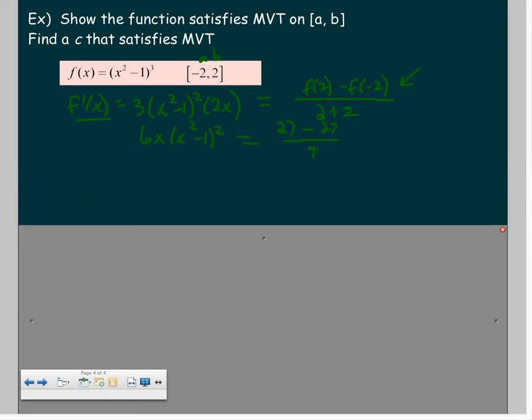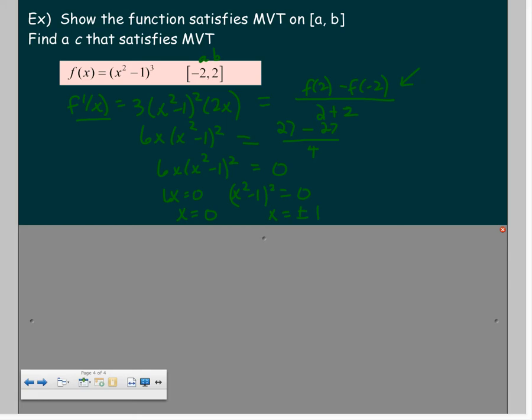So this is just saying that 6x times (x squared minus 1) squared has to equal 0 at some point. So that was nice. It won't always equal 0. We're getting lucky. So where does this equal 0? When 6x equals 0 or when (x squared minus 1) squared equals 0? So that's going to be at 0 and at plus and minus 1.